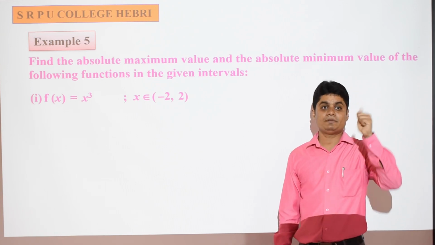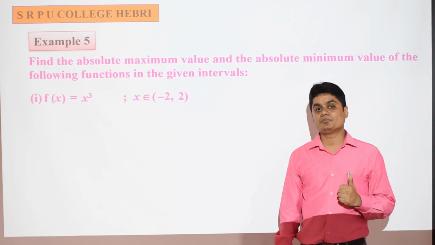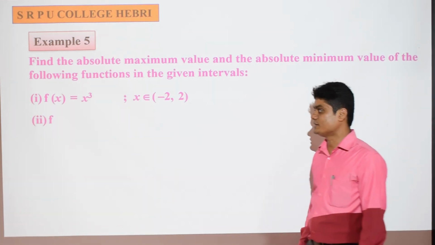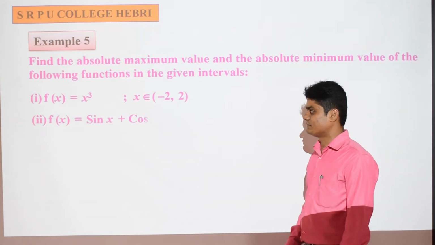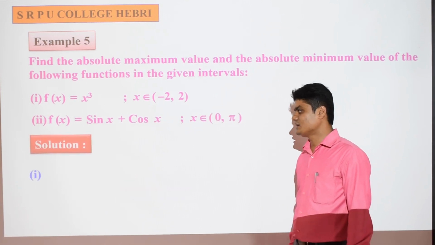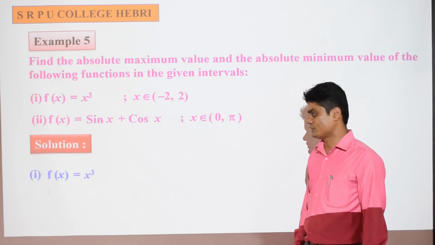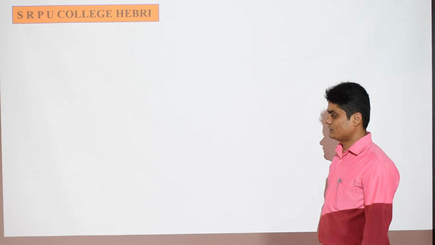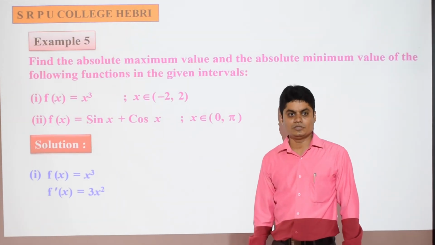What is the first step? Find the critical points, where f dash of x is equal to 0. First differentiate, okay. So first write the function and its differentiation. Differentiate: f dash of x is equal to 3x square. So f dash of x is equal to 3x square.